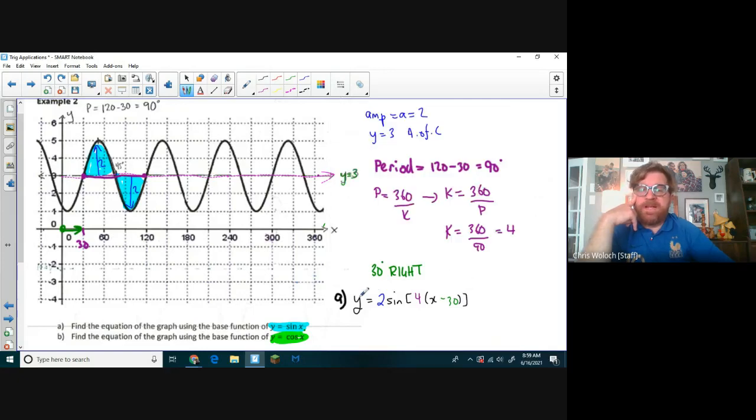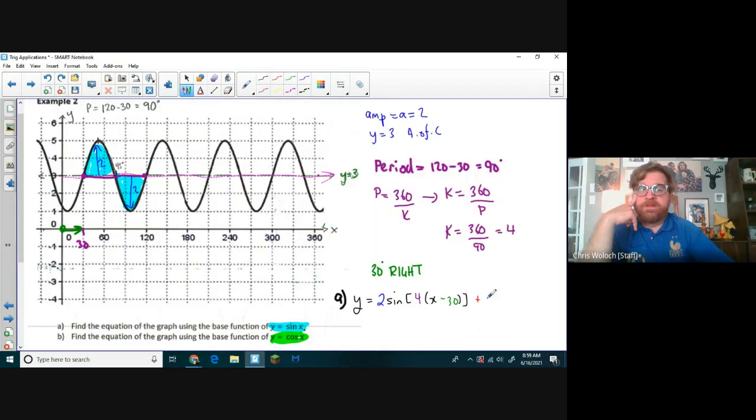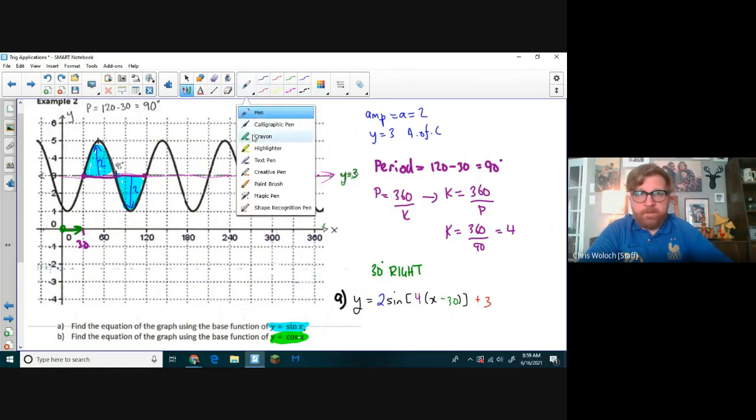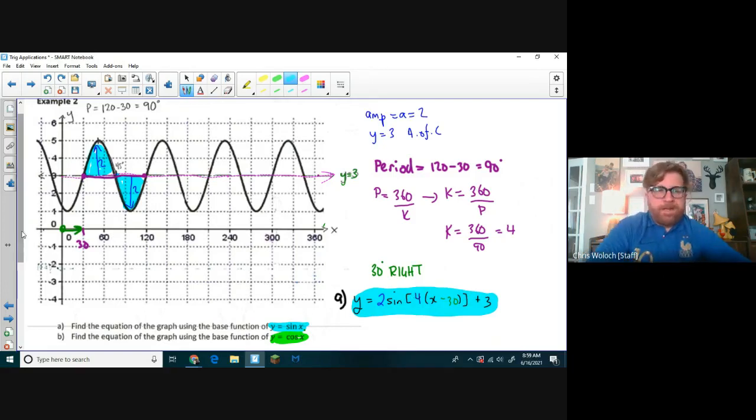And then the last thing is the axis of the curve, which is plus 3. All right. So there is our beautiful equation. All right. And then now what we're going to do is we're just going to do the same process, but come up with a sine one, or sorry, cosine.